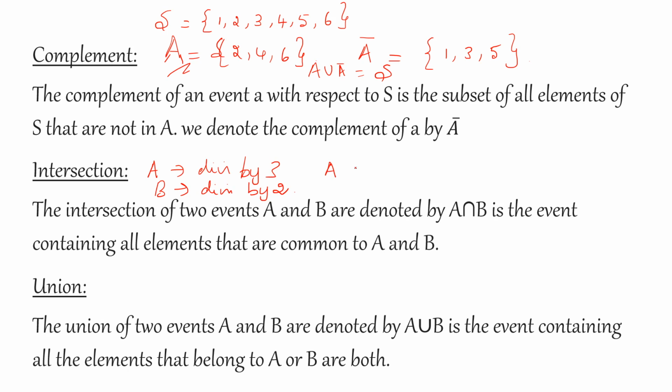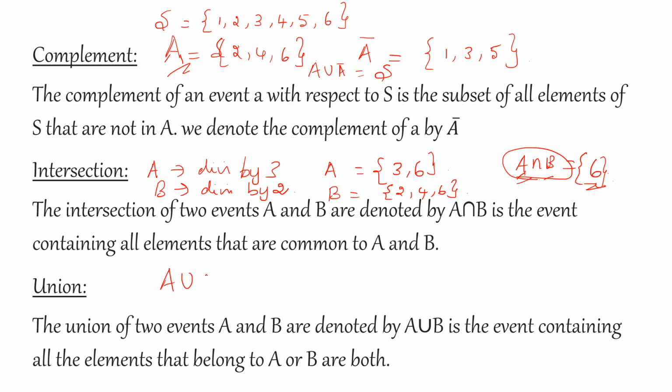What will be A then? A will be the set 3, 6, divisible by 3. And B is the set divisible by 2, so 2, 4, 6. Right? What will be A intersection B? The common element 6. That means it should be divisible by both 2 and 3, that is, it should be both in A and B. So A intersection B will be the common element 6.